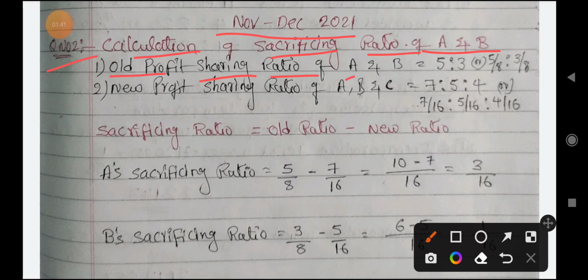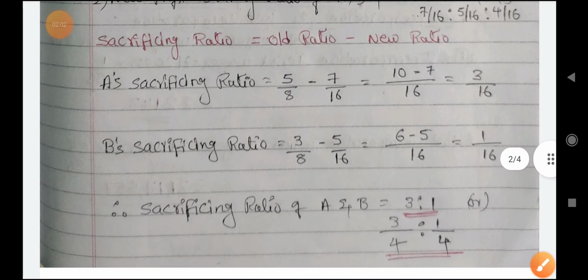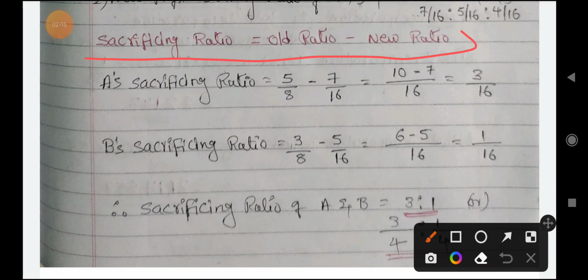Old profit sharing ratio of A and B is 5:3, that is 5/8 and 3/8. New profit sharing ratio of A, B and C is 7:5:4. So 7 plus 5 is 12, 12 plus 4 is 16. It will be 7/16, 5/16, 4/16. Sacrificing ratio formula you just remember: sacrificing ratio is old minus new ratio, and gaining ratio is new minus old. So here for sacrificing ratio we do old ratio minus new ratio.